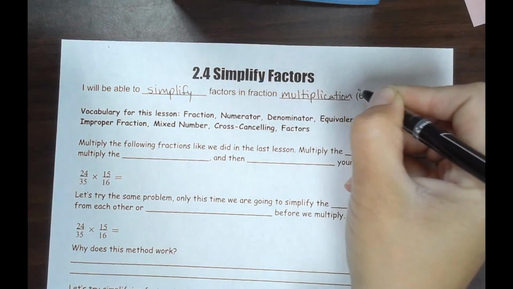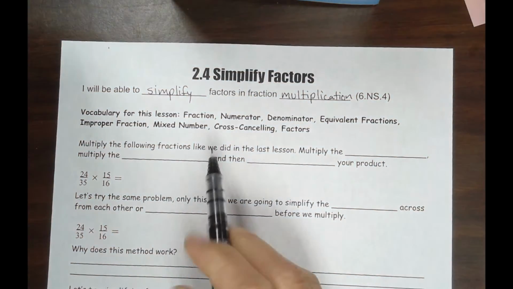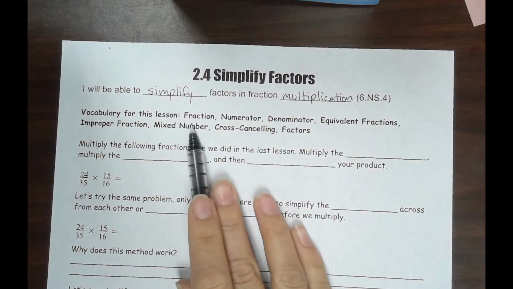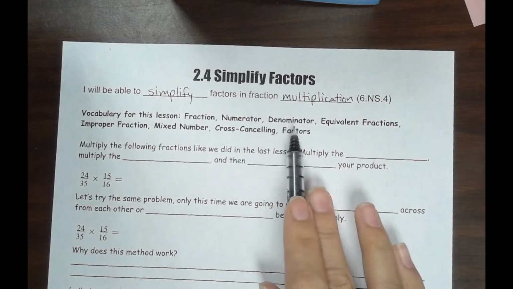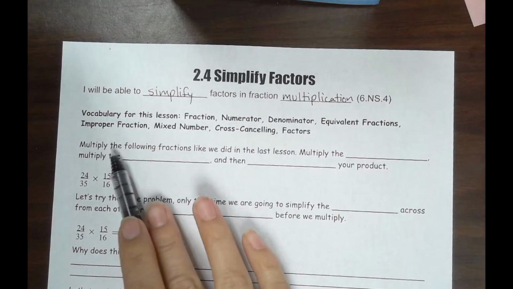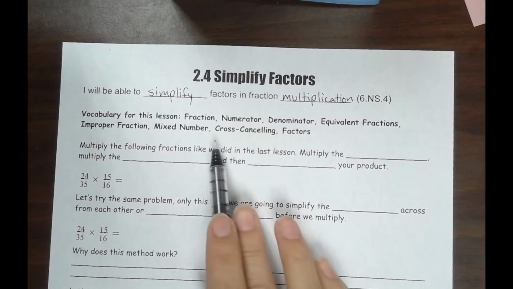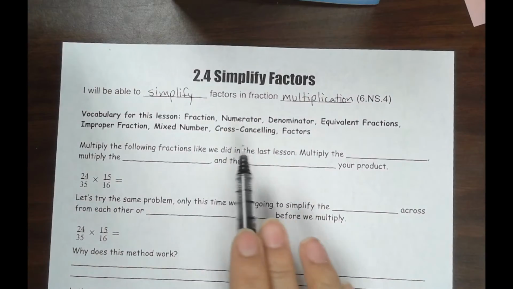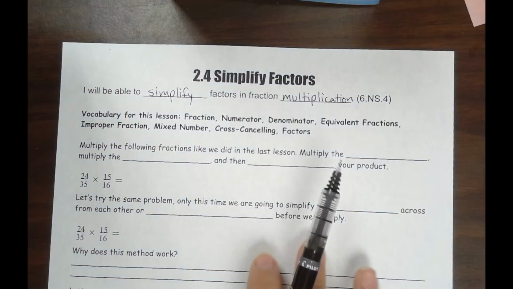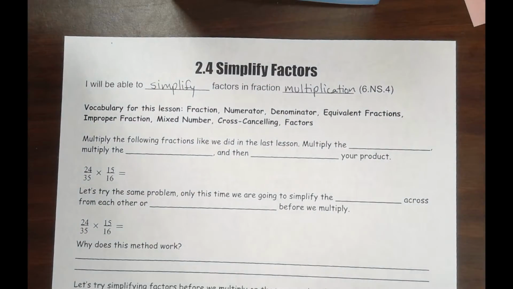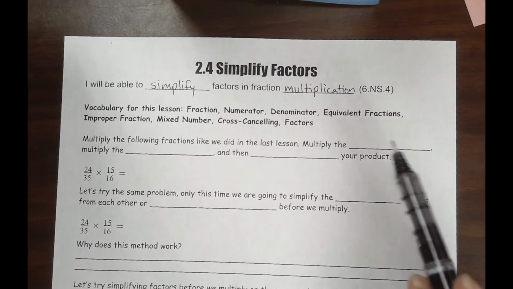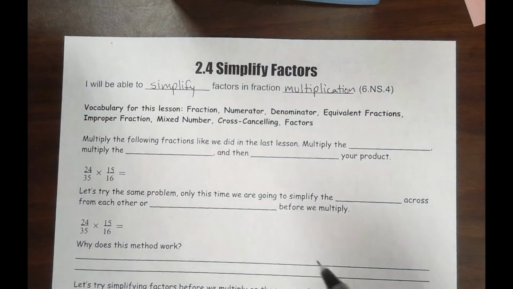All right. So some vocabulary that we've already talked about in previous lessons. We're going to talk about fractions, numerators, denominators, equivalent fractions, improper fractions, mixed numbers, cross-canceling. That one's going to be new. We're going to add that to our vocabulary page in just a minute. So if you want to also have, besides page 32, if you want to pull out page 27, that will be helpful. Okay, and factors.